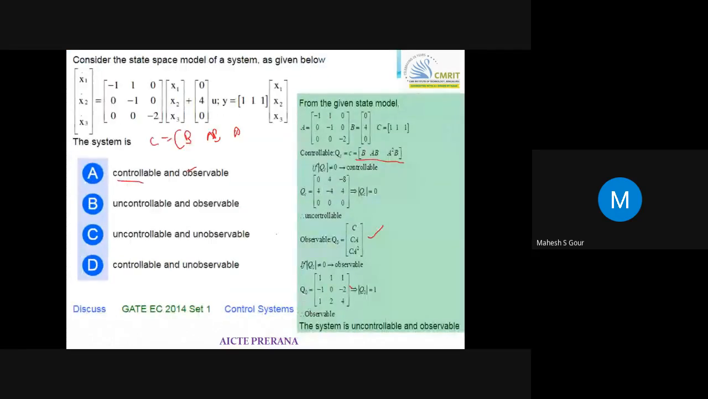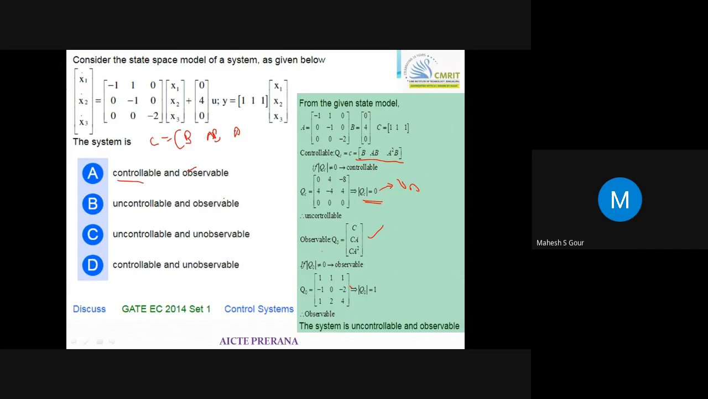Coming to the problem, they asked controllable or observable. So you need to know this matrix B, AB, A square B. For observable, it will be C, CA, and CA square. Now you need to multiply, and if you take the determinant of the matrix and get 0, it will be uncontrollable. If it is not equal to 0, it is controllable. Can you solve and tell me?